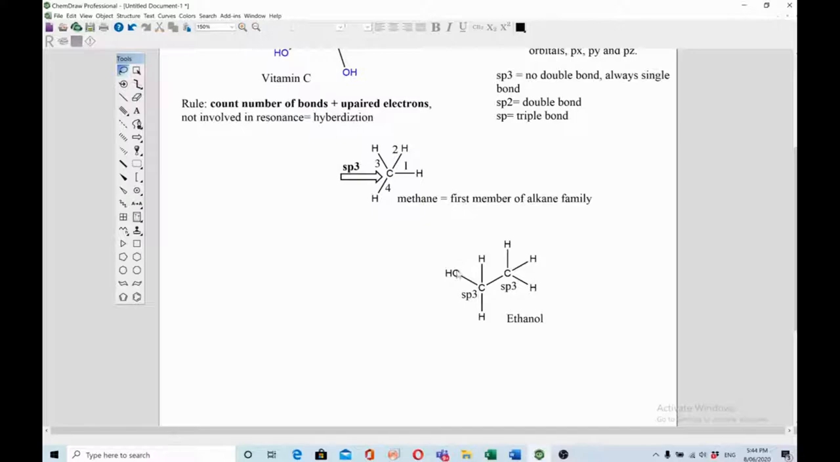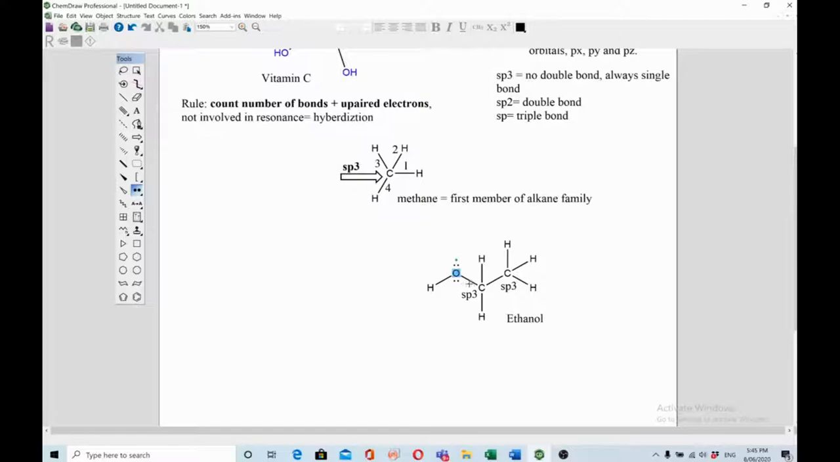If I push the hydrogen further in order to show you. Oxygen is a member of the periodic table, and it has 6 valence electrons. It has used 2 electrons by making bonds with carbon and hydrogen on each side, and 2 electrons in oxygen are freely available. So follow this rule: count the number of bonds plus unpaired electrons. In single bonds you can't have resonance, so we will count them as bonds. So 1 unpaired electron, 2, 3 and 4.